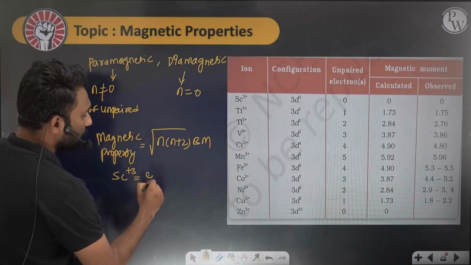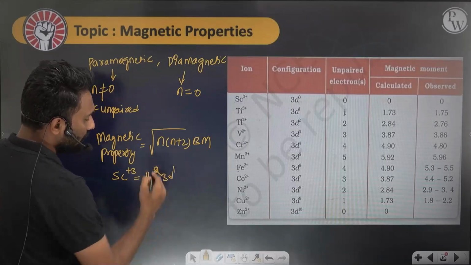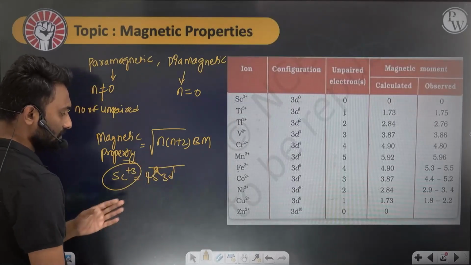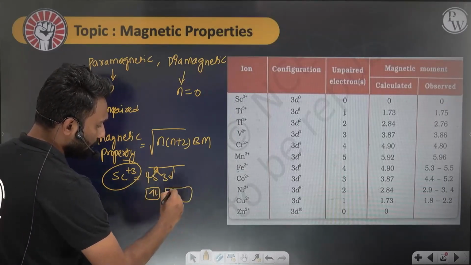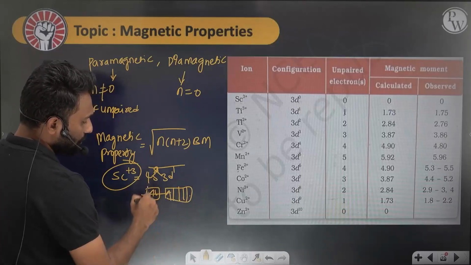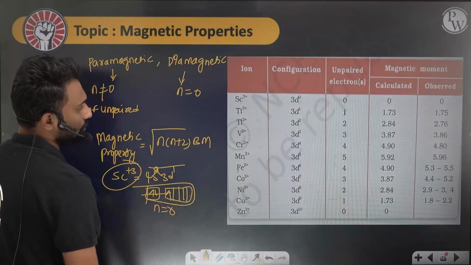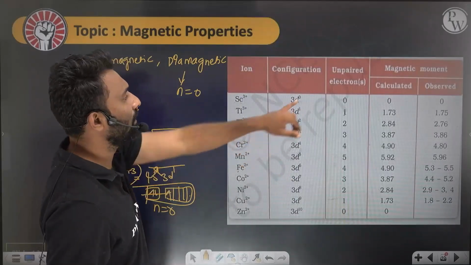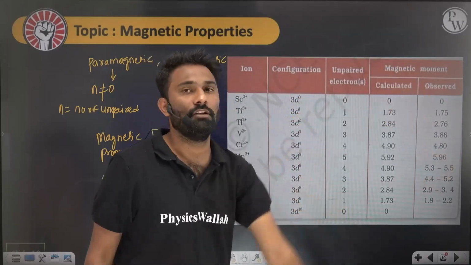Now for scandium, the electronic configuration is 4s2 3d1. By removing 3 electrons we get scandium +3. Here we have removed these 3 electrons, so now we have empty orbitals. N is equal to 0. So the number of unpaired electrons is 0, the calculated magnetic moment will be 0, and the observed will also be 0.